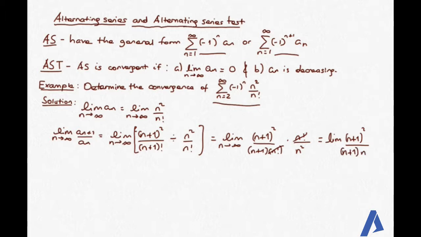As we see here, the degree of the numerator is less than the degree of the denominator, so directly we know this is 0, and 0 is less than 1, which implies, by the special limit theorem we used, that if this limit is less than 1, the limit of the original sequence, n square over n factorial as n approaches infinity, is equal to 0. So the first condition is satisfied. The second is that an is decreasing.